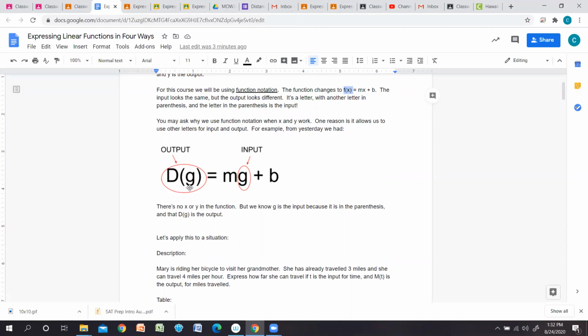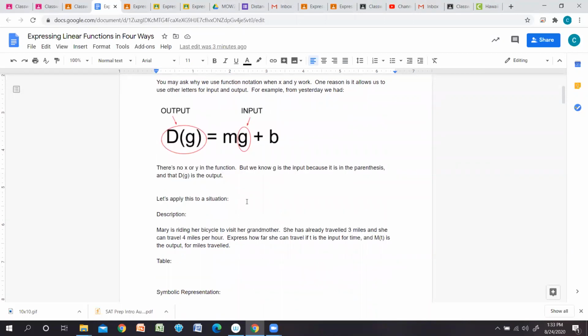So why is that useful? Well, here, look at this, mg plus b. Which of these letters are the input? Well, if I check the output value, I see a g in here. So g must be the input. Another thing is you can put other values for the input and use that to calculate, and we'll see that in a minute. So that's a little bit about function notation, and we see how we apply it. So again, g is the input, d of g is the output.